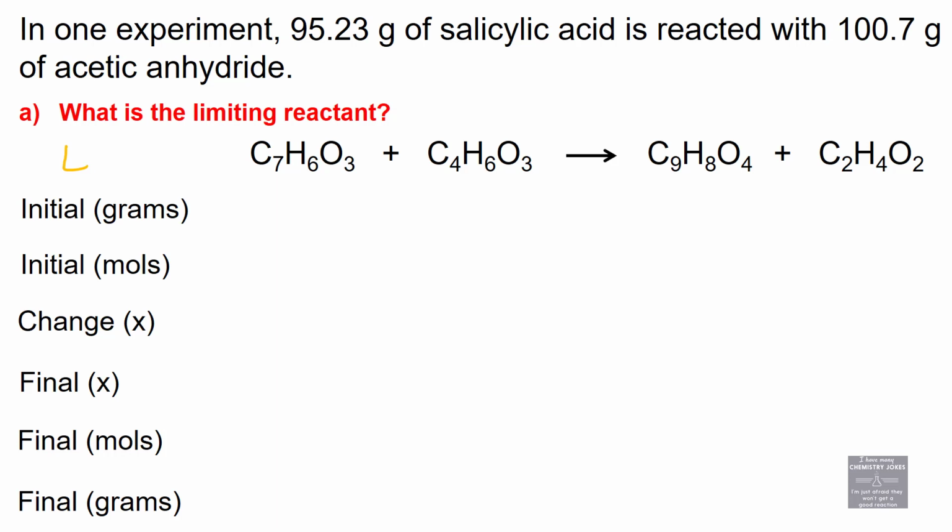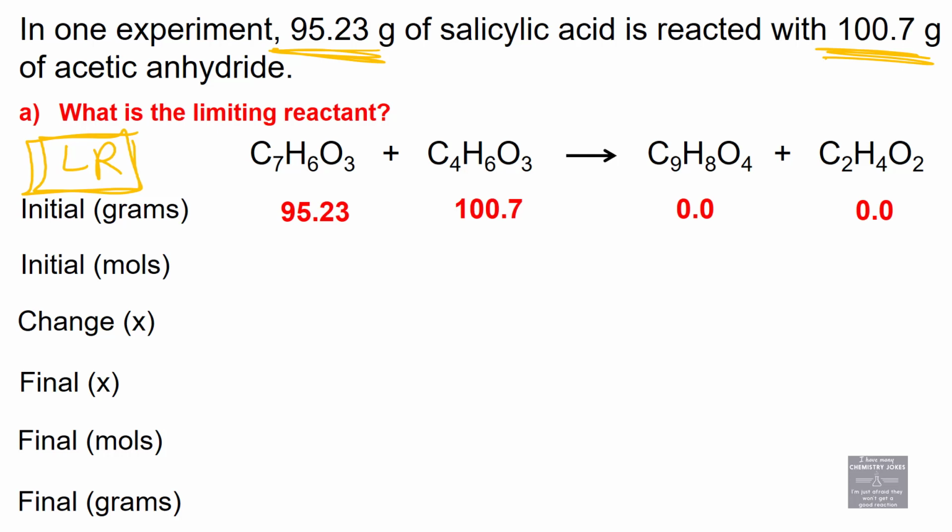Okay, so we'll start by answering the question, what is the limiting reactant? All right, again, this is a limiting reactant table that we're filling out. If we fill out our initial row of grams, that's not anything to do with math. That's just writing down what we've got. 95.23 grams of this, 100.7 grams of that, and none of my initial products. I don't have any product before the reaction begins.